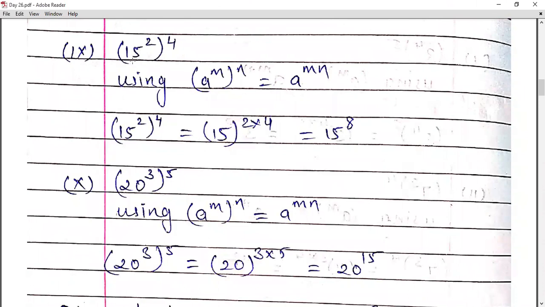Part 9, (15^2)^4. So it will be written as 15 raised to 2 into 4. 2 4s are 8. 15 raised to 8. Part 10, (20^3)^5. The powers will get multiplied. 3 5s are 15. 20 raised to 15 will be the answer for this part.